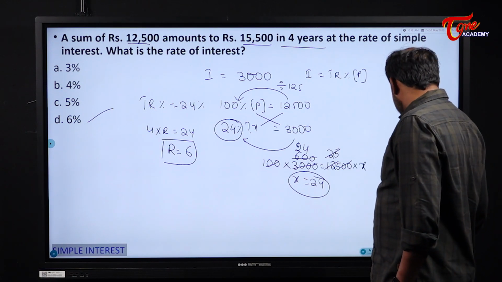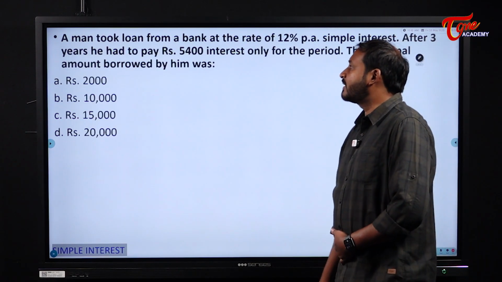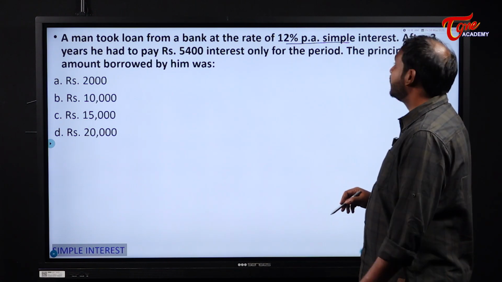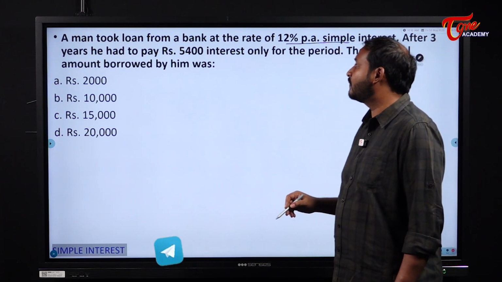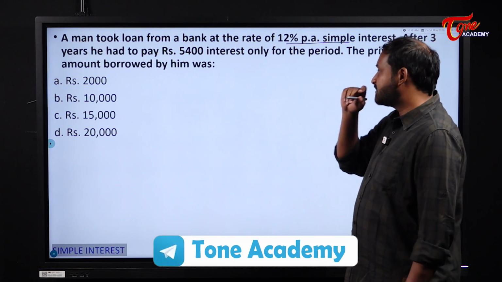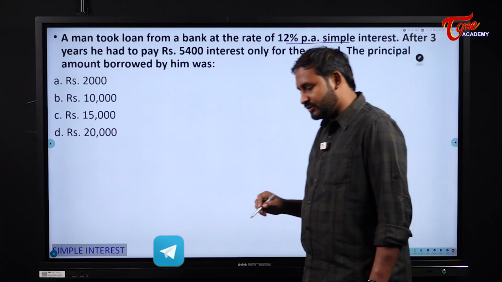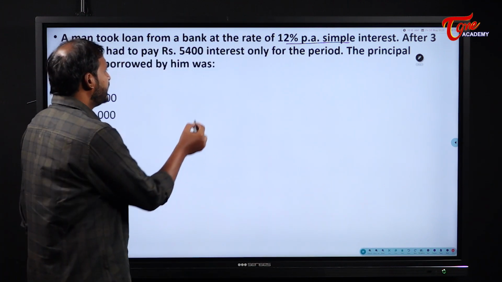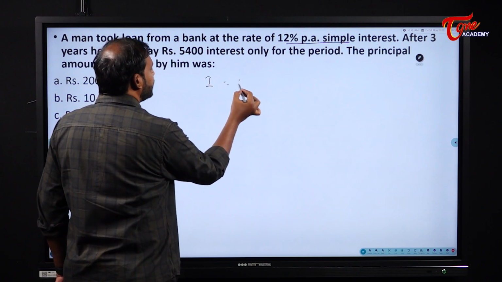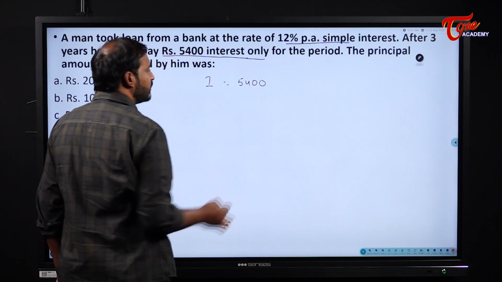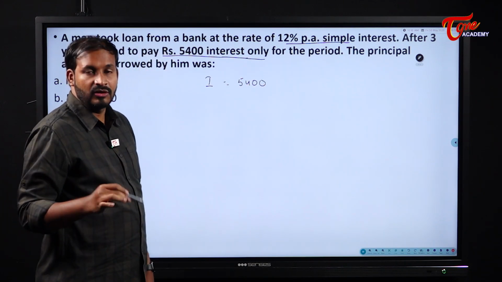Okay, next one. A man took a loan from a bank at the rate of 12% per annum simple interest. After 3 years, he had to pay 5,400 interest only. In that period, the principal amount borrowed by him was, okay students. After 3 years, how much is he paying? Interest is 5,400 rupees. Interest they are telling, not about amount.